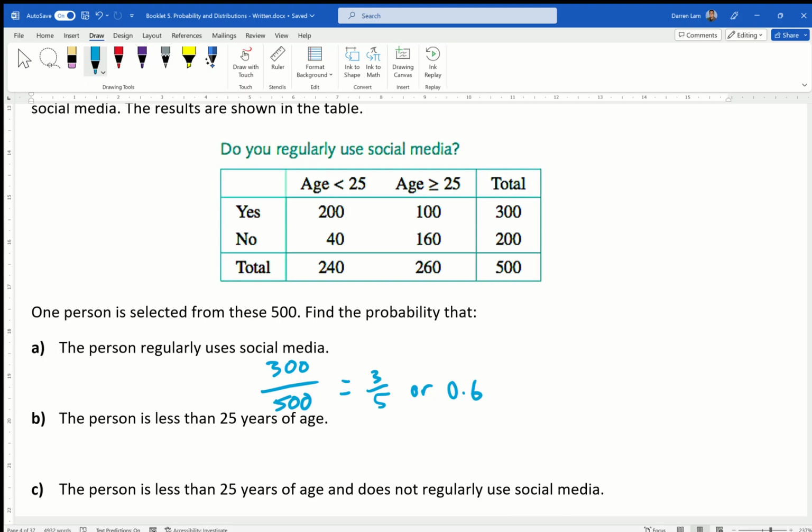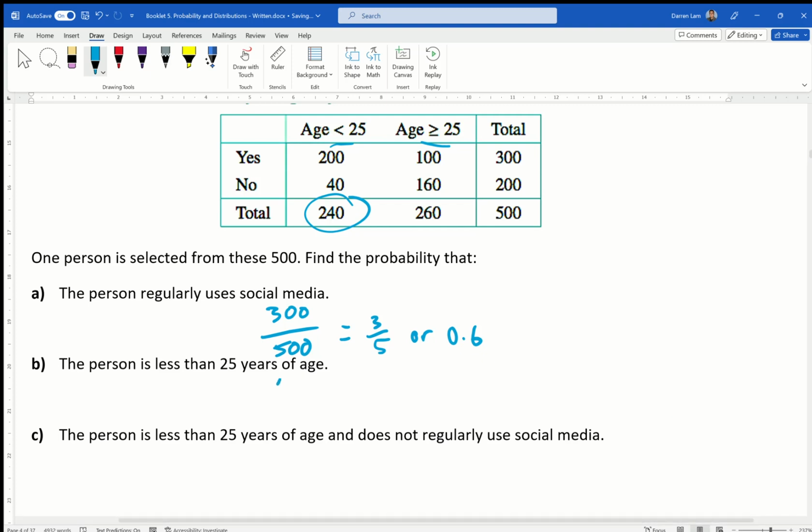The person is less than 25 years of age, so less than 25 years of age is going to be this one right here. You would not believe the number of students that get these two mixed up in year 12, so please make sure you double check that. So less than 25 years of age, same idea, 240 over 500, simplifies down to 12 over 25, or 0.48. Pretty easy stuff so far.